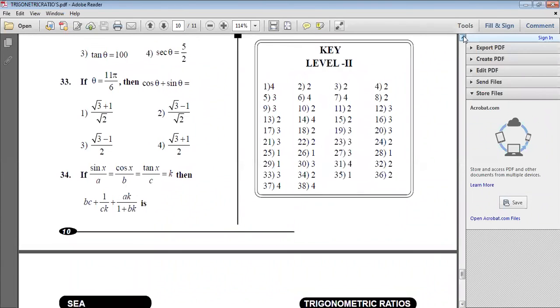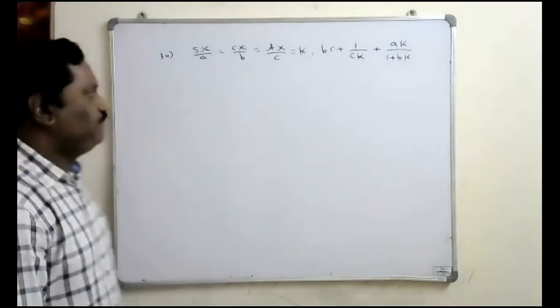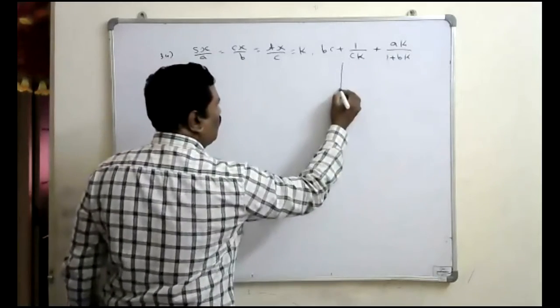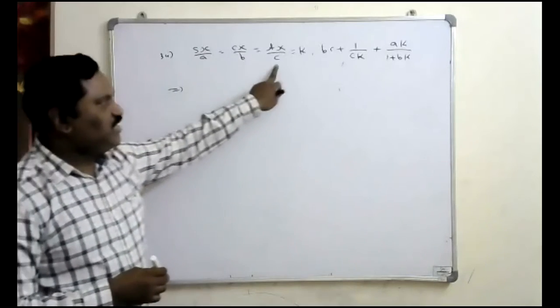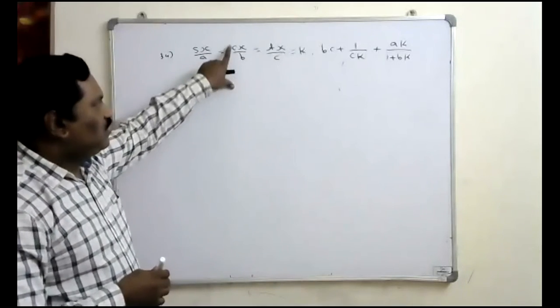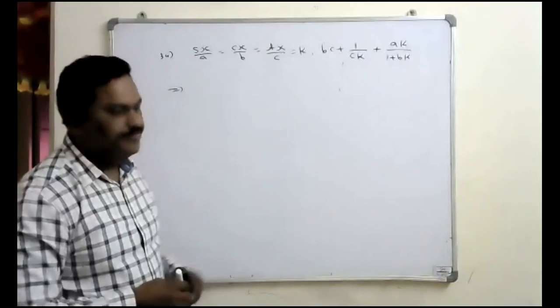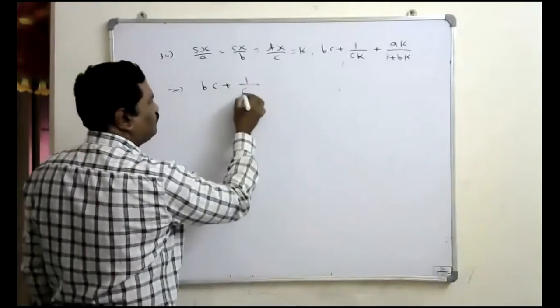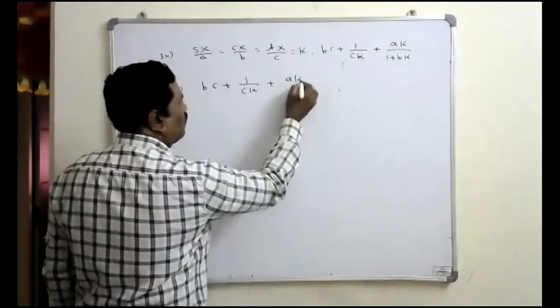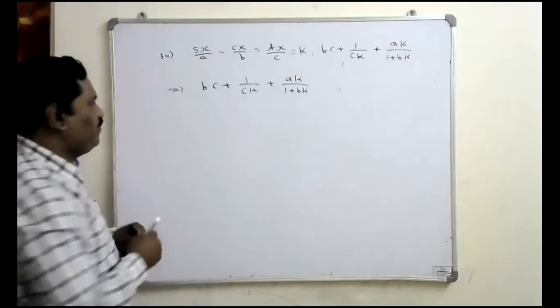So this value we have to find. If you observe, the options are in terms of a and k. This is the relation that is given. From this relation, cos x by b is equal to k. That means cos x is equal to bk. Then what is b? b is cos x by k.